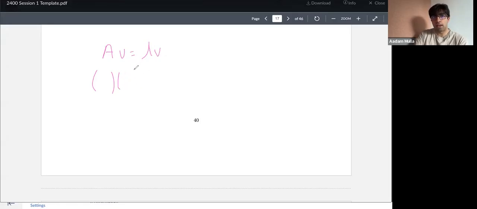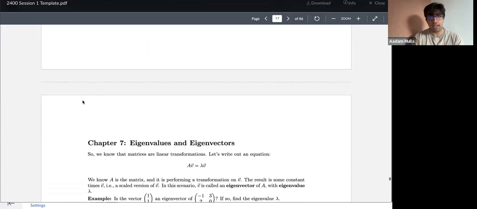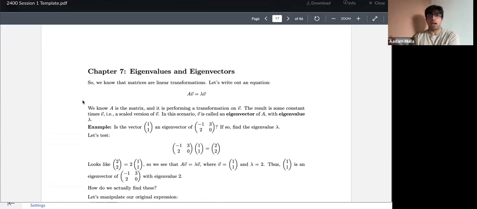So for example, if I have some matrix A and I multiply it by 1, 1, and I get 2, 2, right? 2, 2 is the same as 2 times 1, 1. So here you would say, okay, your matrix is A, your V is 1, 1, and your lambda is 2. V is what we call the eigenvector of A, and each eigenvector has its own eigenvalue lambda. Okay, let's try this example.